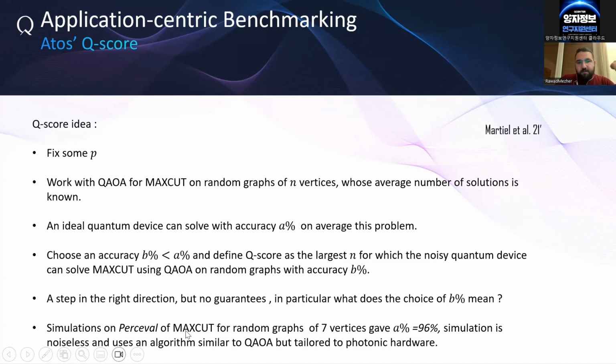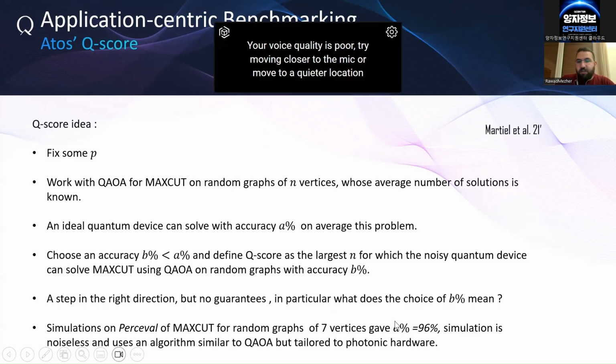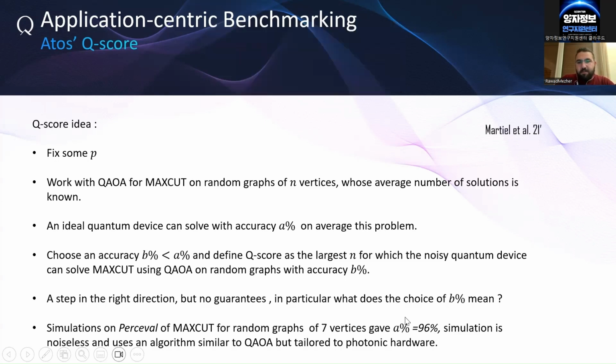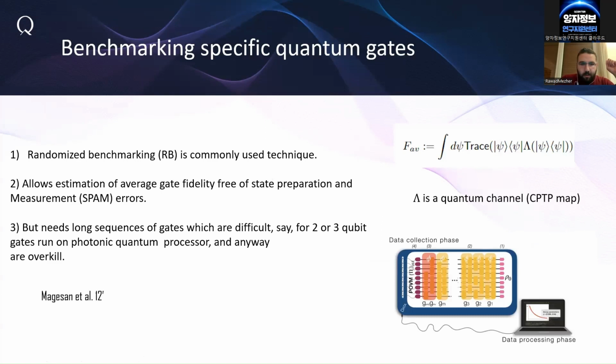So we did some simulations on Perceval, which I guess is the software you're familiar with now from the previous lessons. And basically, we tried random graphs of 7 vertices, and we solved using an algorithm which is similar to QAOA. We solved max cut with 96%. But so far, this is only ideal simulation. So we hope to implement it on our QPU in the future and actually compute the Q-score, basically. So this is about application-centric benchmarking.